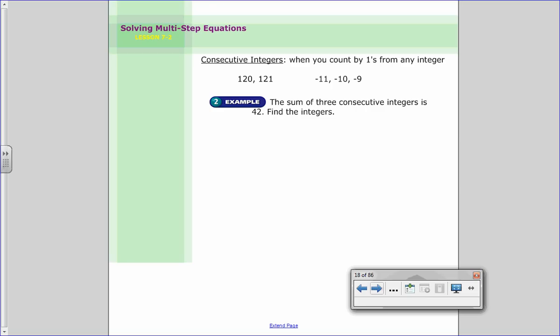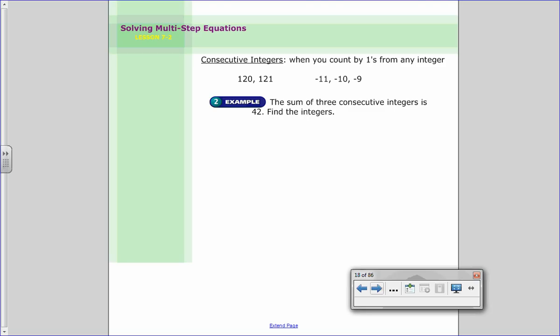Now this next part goes right into it because we're talking about consecutive integers. When we talk about consecutive integers, those are numbers that are right next to each other. You're basically counting by one to get to the next one. An example of that is if I go 120, 121, 122. Those are consecutive. Or you can do it with negatives, negative 11, negative 10, negative 9, and so on.